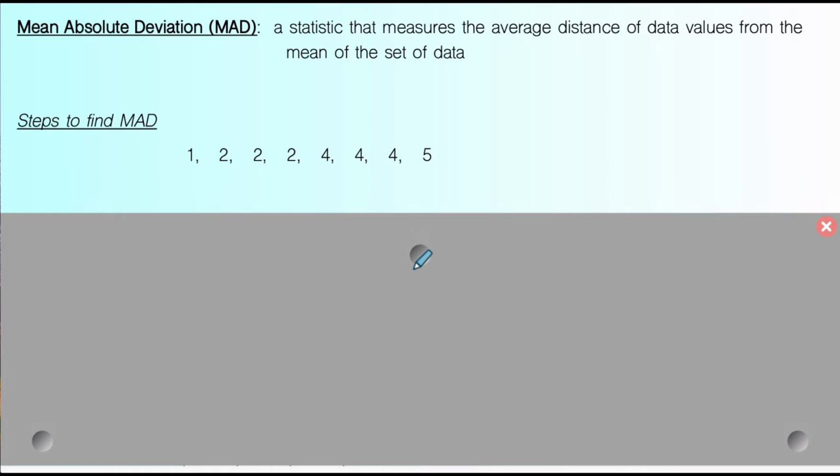So I like to break things into steps, and that's what I'm going to do for you here. Feel free to pause, rewind, do what you need to do, but we're going to be working with this example data set that I just made up, okay? I made up these numbers here. These are just randomly generated 1, 2, 3, 4, 5, 6, 7, 8 numbers. I've got a 1, 3 2s, 3 4s, and a 5. And we are going to find the MAD, the mean absolute deviation, of this set of data.